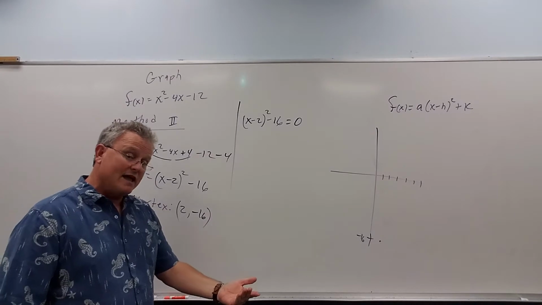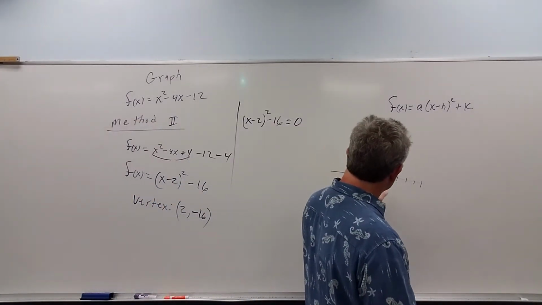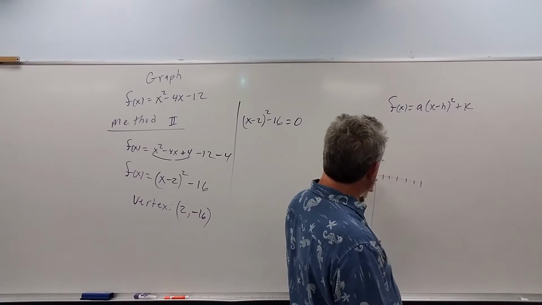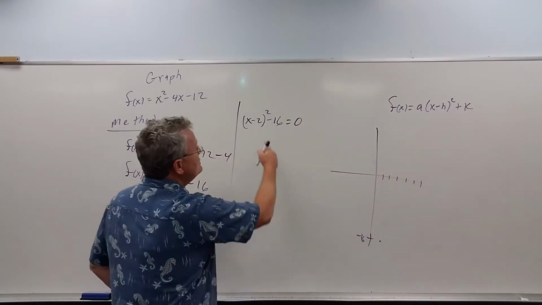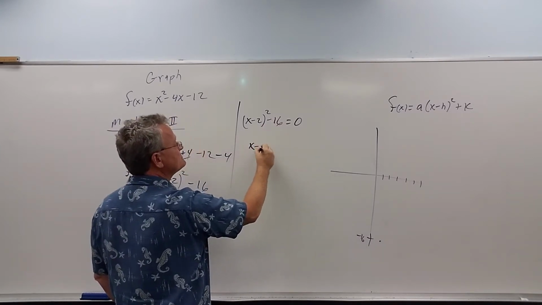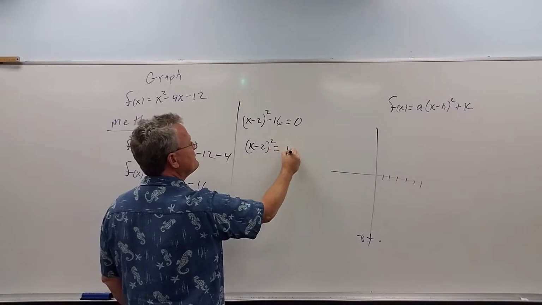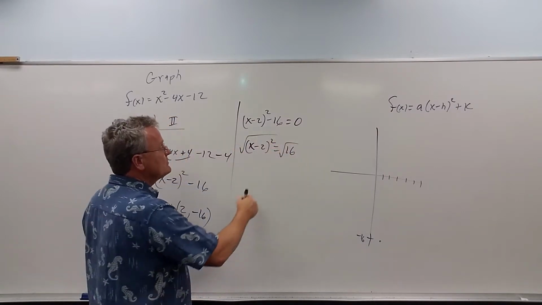And when we let y equal 0, we're going to find out what the values of x are where it crosses. So we're going to use the square root property. When I add 16 to both sides, we get this. When you use the square root property, take the square root.